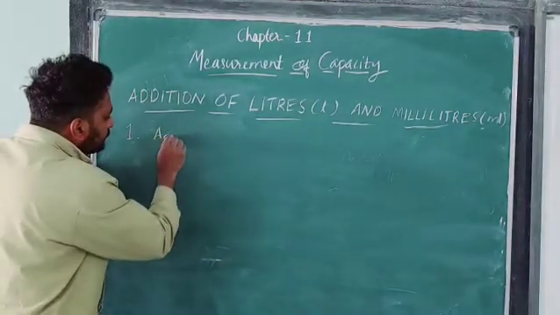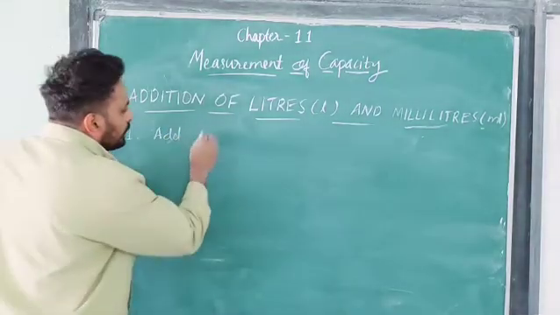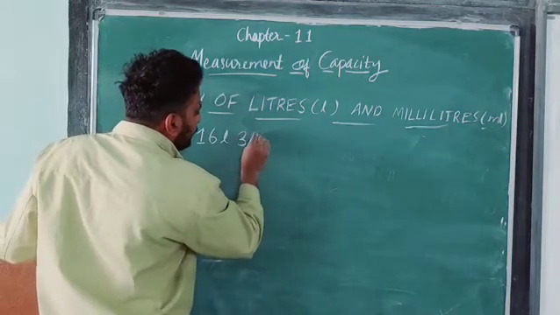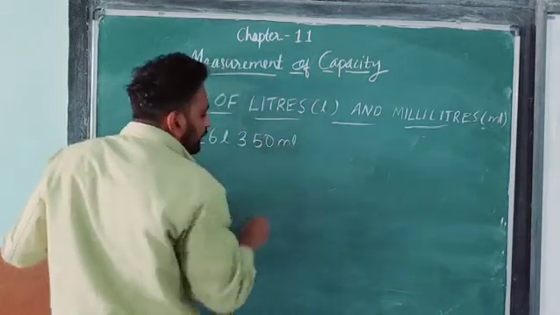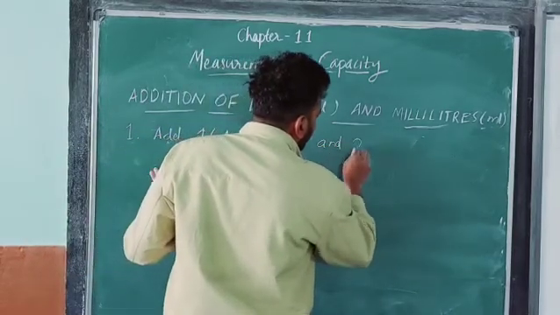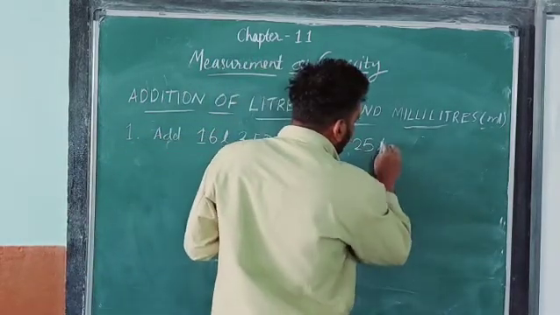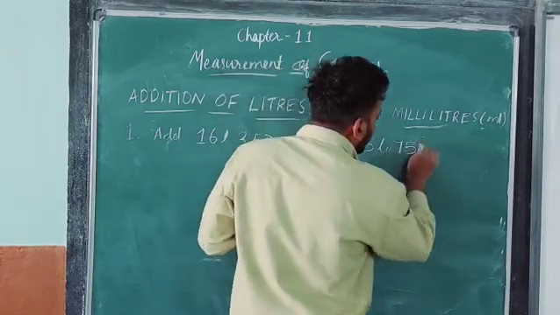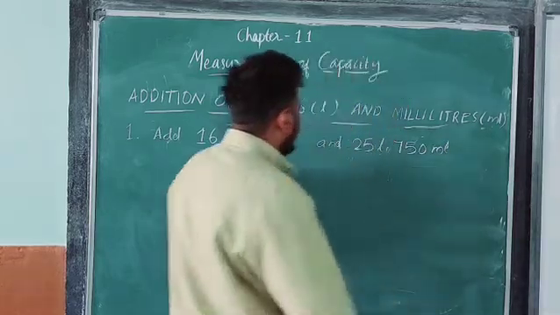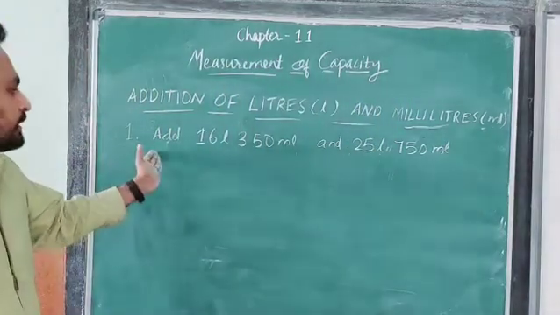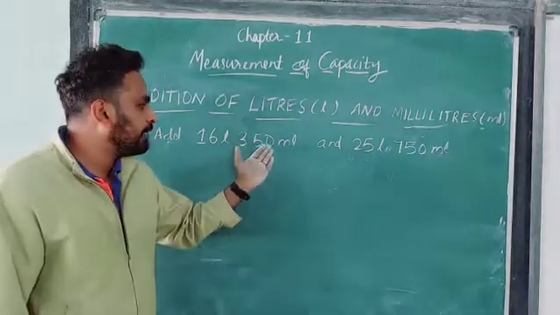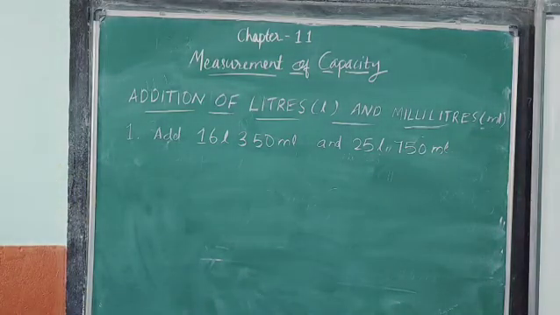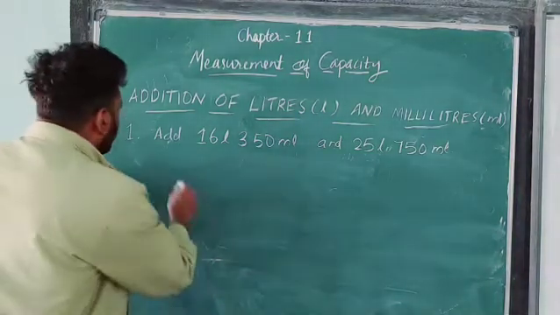Add 16 liter 350 ml and 25 liter 750 ml. Here the first question is add 16 liter 350 ml and 25 liter 750 ml. So let us add this solution.